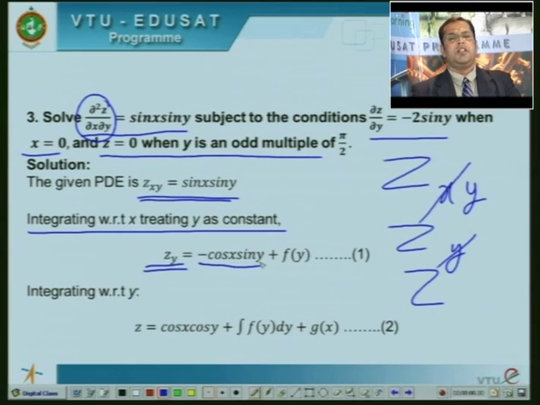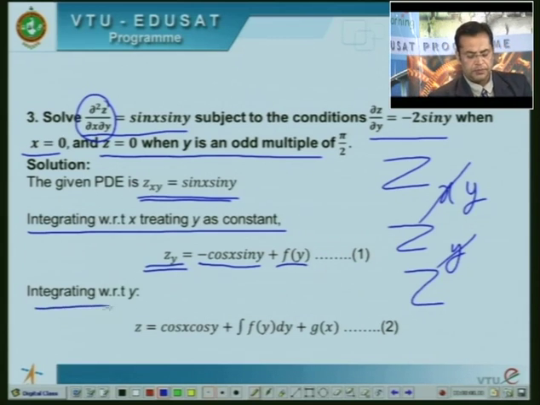plus, because you are integrating with respect to x, you assume the constant to be a function of y. So, you write f of y. Let us call that equation 1. To obtain the solution now, integrate with respect to y.